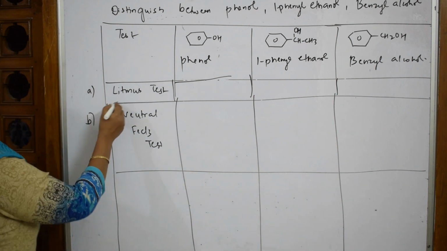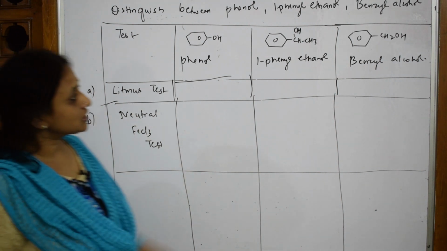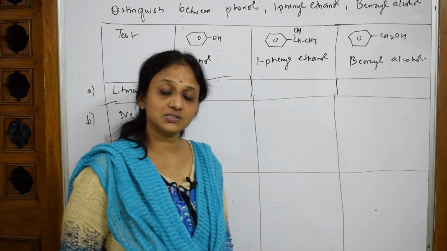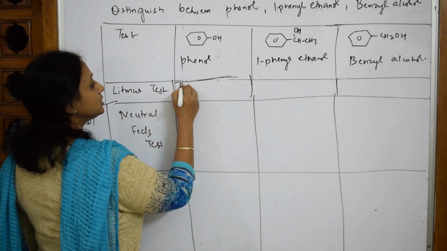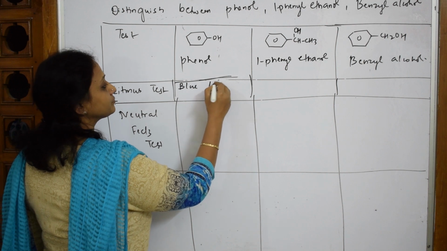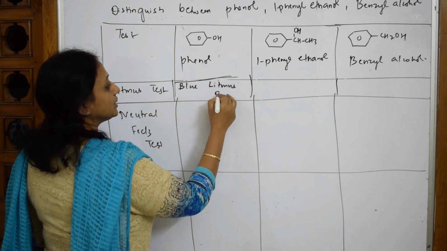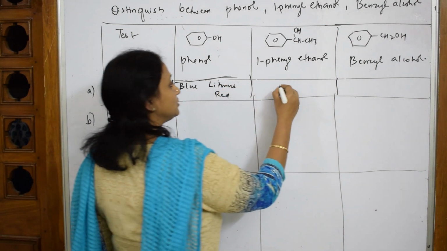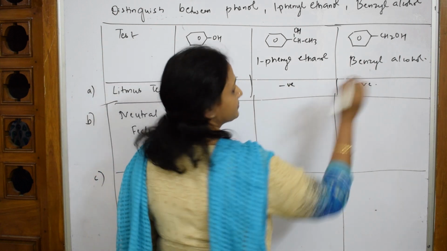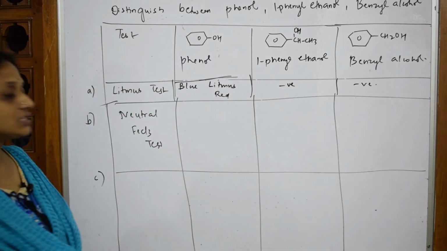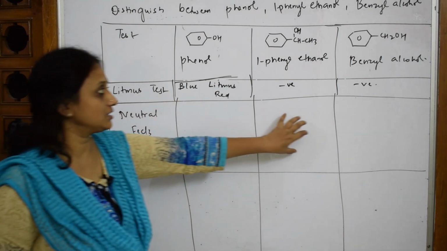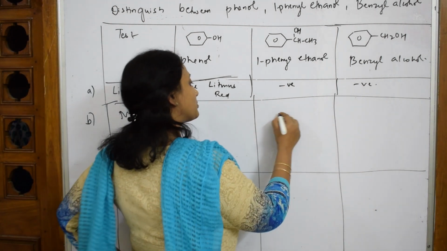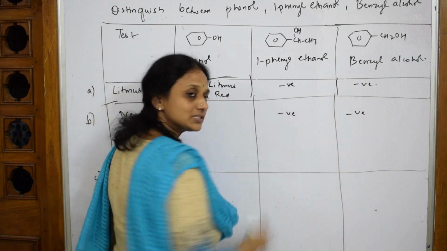The first type of test is the litmus test. Compared to these two alcohols, phenol is acidic in nature. So what is it going to do? It's going to turn blue litmus red. Here it is negative, and this is negative. Next is the neutral FeCl3 test, which is a characteristic test of phenols, and these two will not show it. So I'm going to write this is negative and this also is negative.